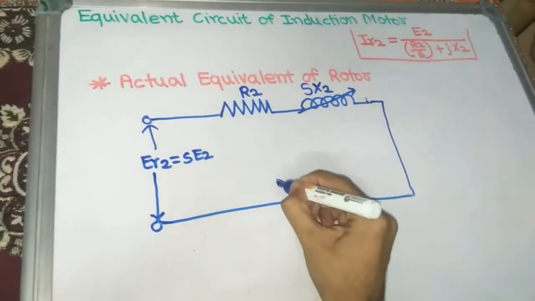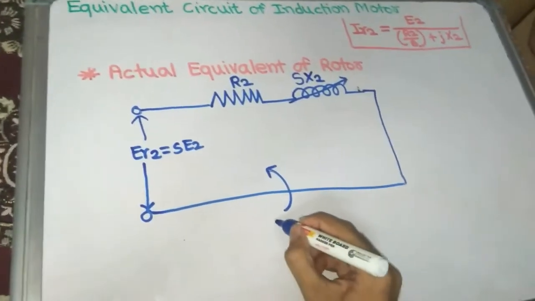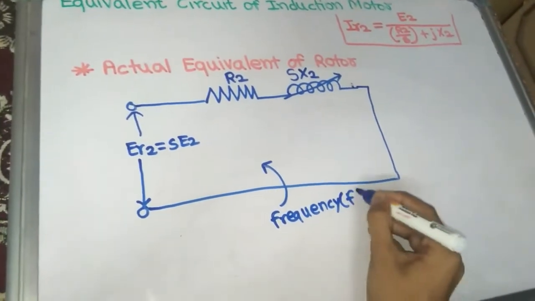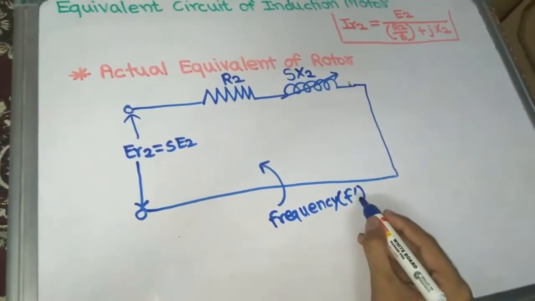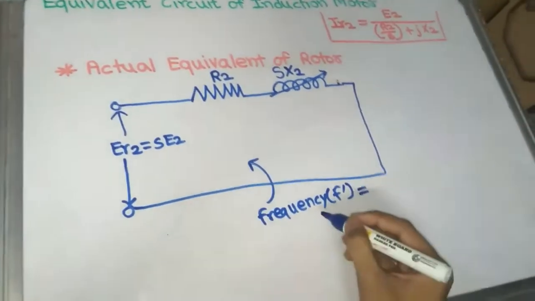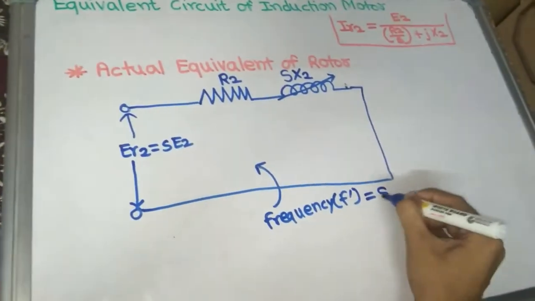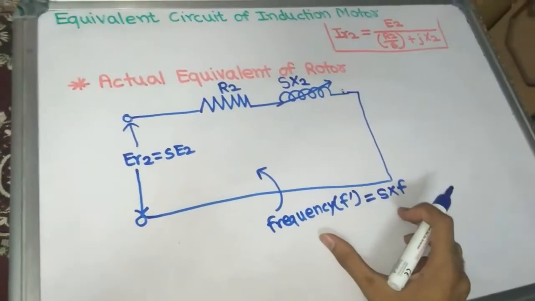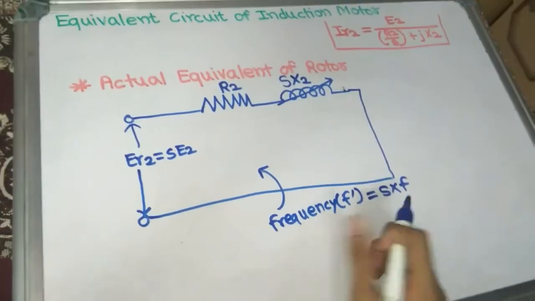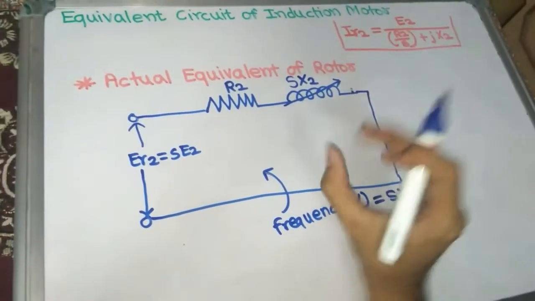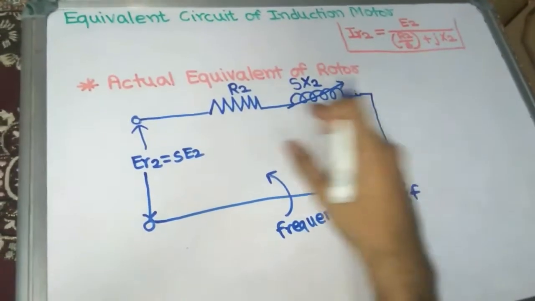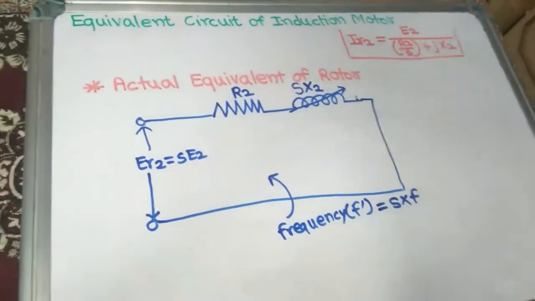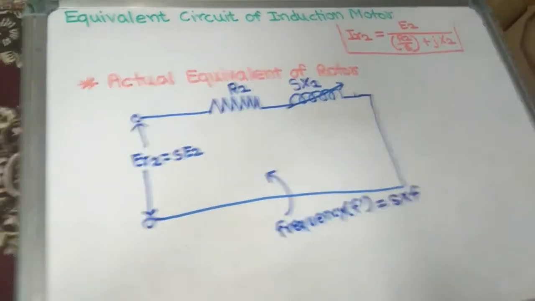And what about frequency? Here frequency is F dash, because this is the rotor frequency and we denote the rotor frequency as F dash. So frequency F dash is equal to S into F, slip times the supply frequency. So frequency is now dependent on slip, and to make the frequency and this rotor reactance independent and the rotor resistance per phase dependent, we have to do the reverse things.